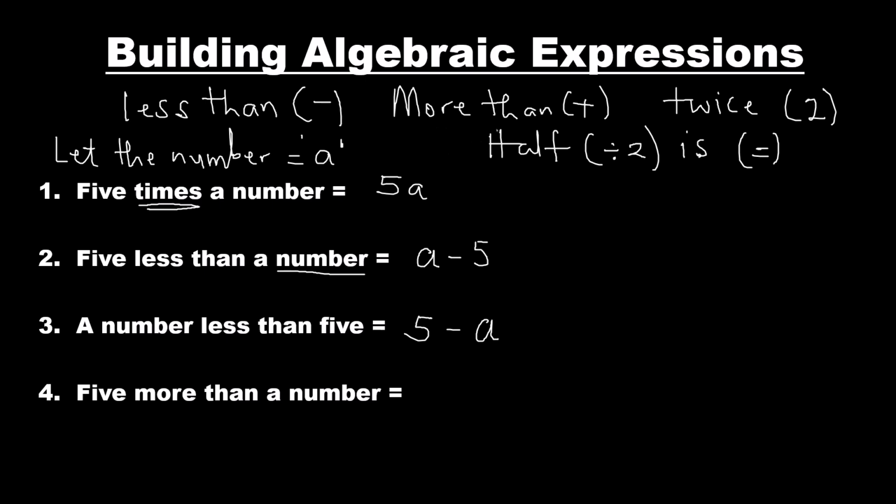Then number 4 is 5 more than a number. More than is addition, so the number plus 5. One easy way I remember this is by looking at the statement. In "5 more than a number," a number comes last, so I write it first, then plus 5. In "a number less than 5," I write the 5 first, minus the number. In "5 less than a number," I write the number first, minus 5. Basically, that's how we run things here.